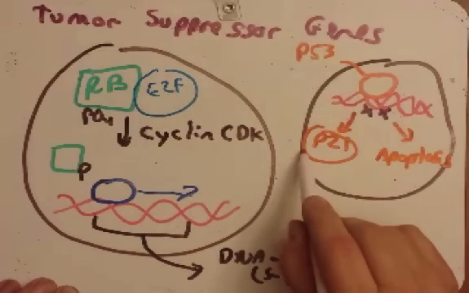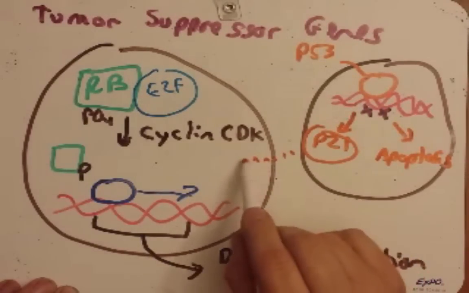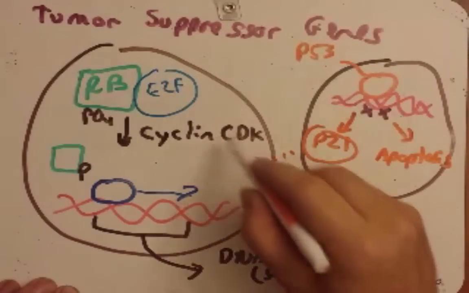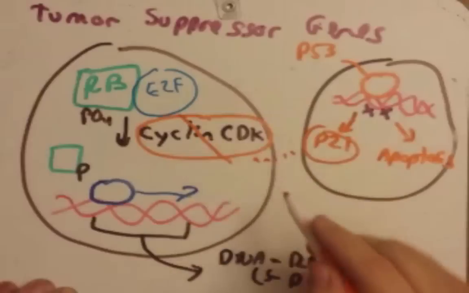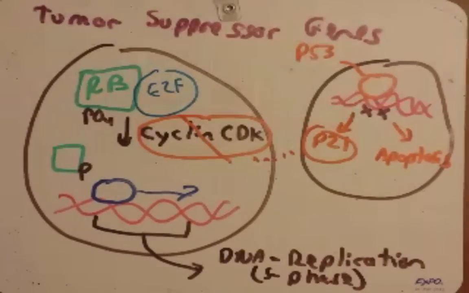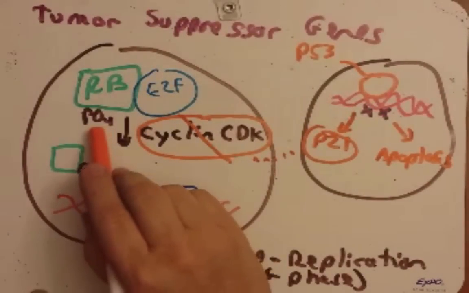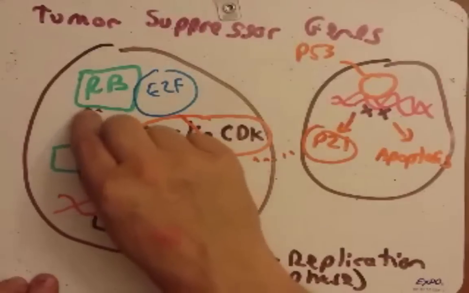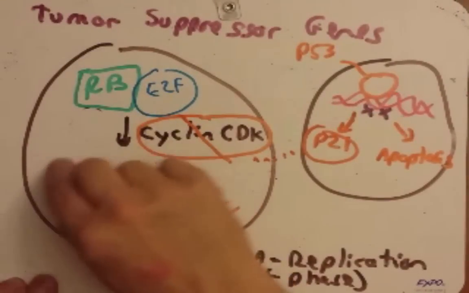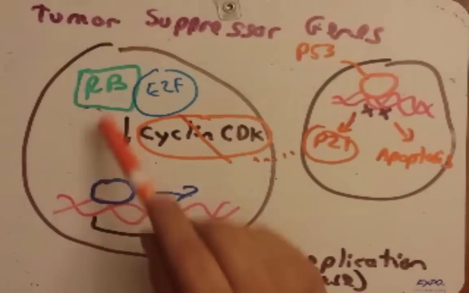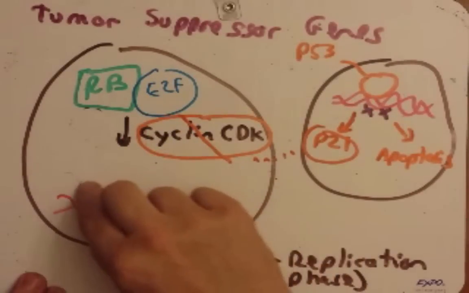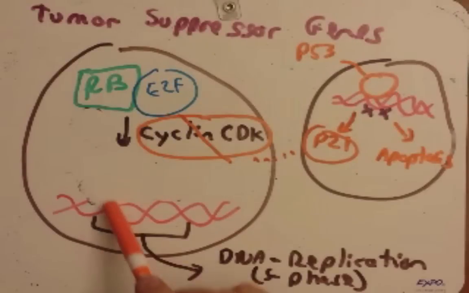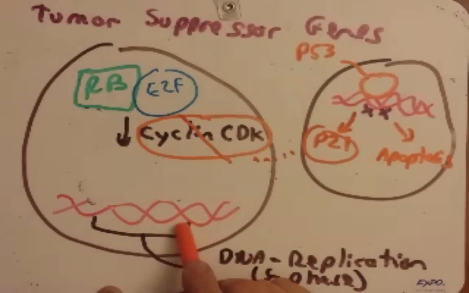p21, now this is all in the same nucleus, so to speak here. p21's job is to bind cyclin CDK and inhibit it. It doesn't destroy it, it just inhibits it. And by inhibiting it, it cannot phosphorylate retinoblastoma. So retinoblastoma will remain in the bound state with E2F. E2F cannot bind to the DNA or transcribe this gene necessary for replication.